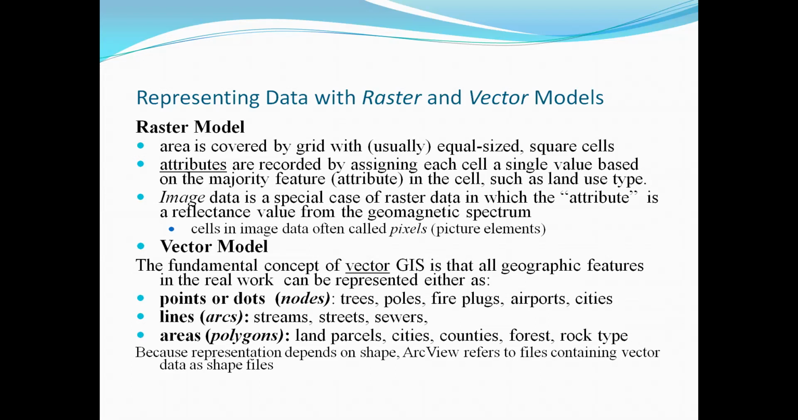Representing data with raster and vector methods. Raster model: the area is covered by a grid of equal-sized cells. It depends on the satellite we use, so the size of the cell is different. Attributes are recorded by different cells, with a single value based on the majority of the features in the map, in the cell. Image data is a special case of raster data in which the attribute is the reflected value from the spectrum.